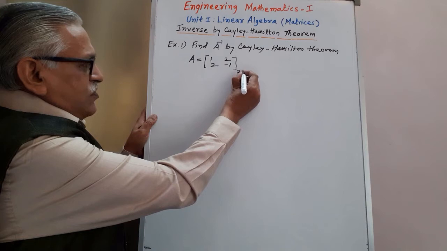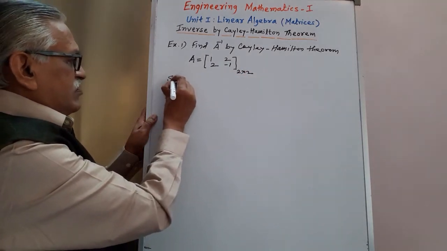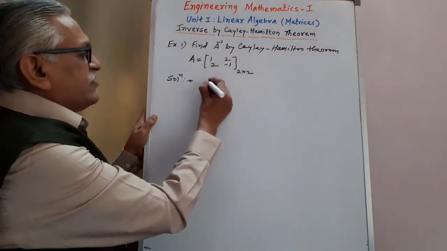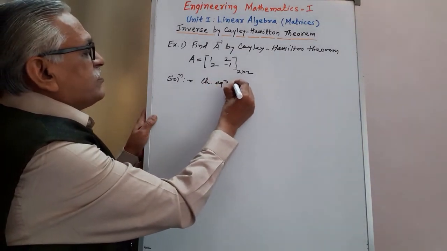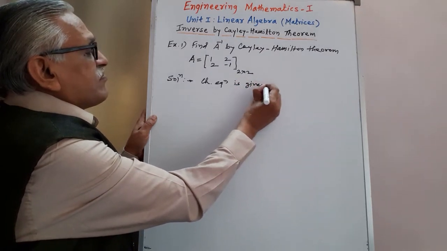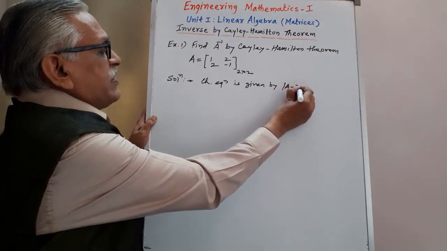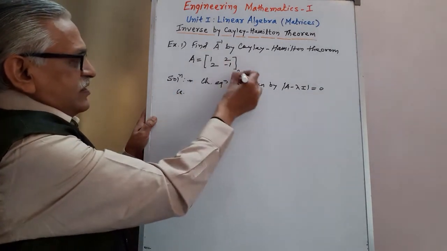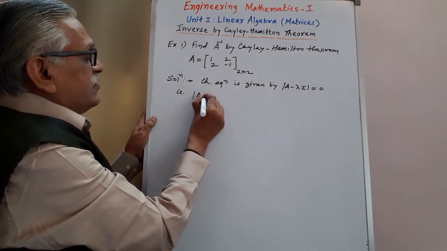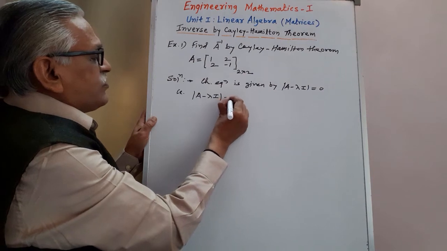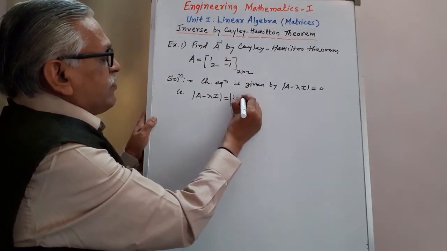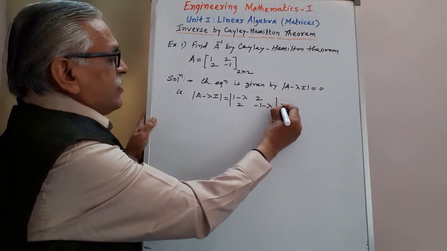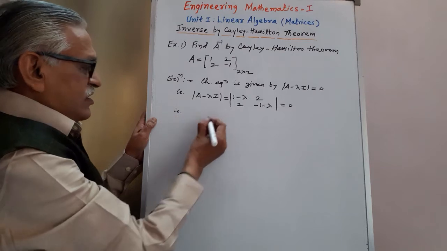Here, the given square matrix is of order 2 by 2. To find A inverse, the first step is to obtain the characteristic equation of the matrix. The characteristic equation is given by determinant of A minus lambda I equals 0, that is, subtracting lambda we get the determinant of 1 minus lambda, 2, 2, minus 1 minus lambda, and we equate it to 0.